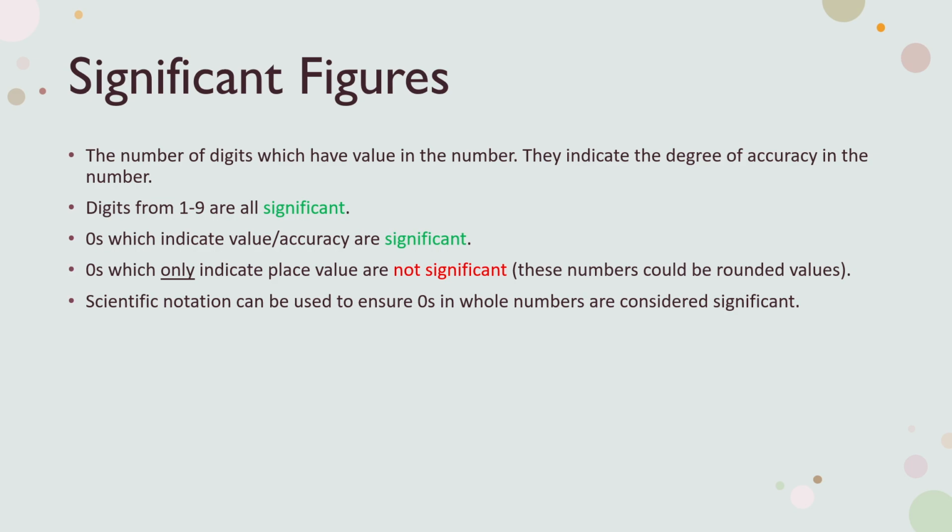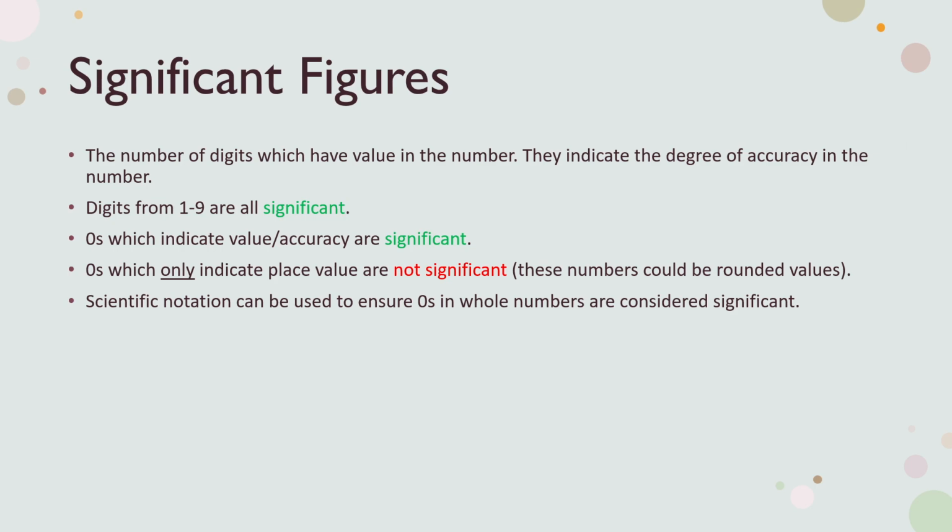The more significant figures that we have, generally that indicates that there is a higher degree of accuracy in the number. All numbers from 1 to 9 always have a direct value, so we always consider them to be significant. Now, what can be a little bit confusing about significant figures is that just because you see a 0 somewhere doesn't mean that that 0 is actually significant.